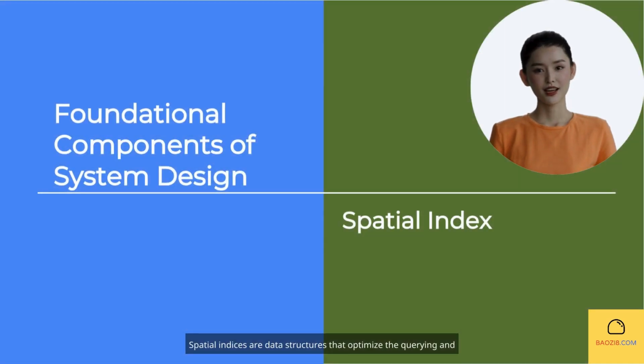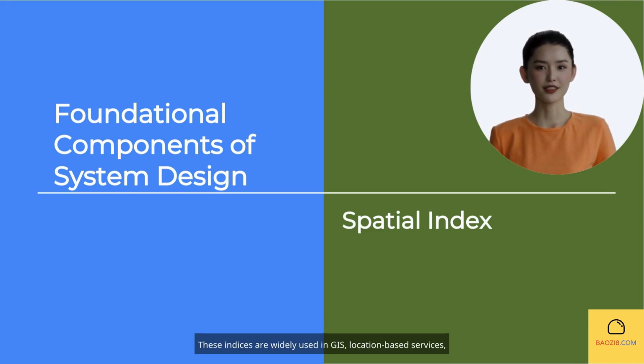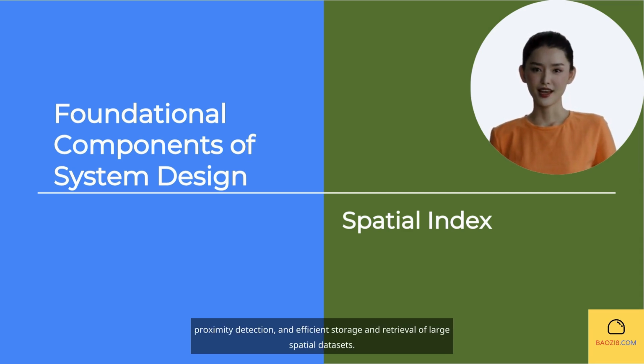Spatial indices are data structures that optimize the querying and retrieval of spatial data, essential for applications where location or geometry is key. These indices are widely used in GIS, location-based services, computer graphics, and gaming, enabling fast spatial queries, proximity detection, and efficient storage and retrieval of large spatial datasets.